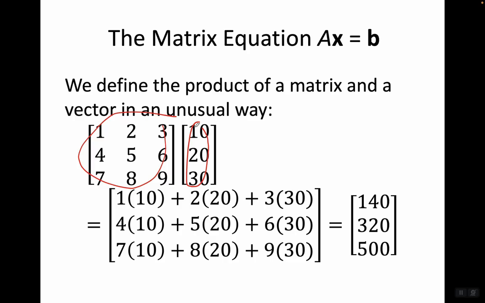It's going to be 1 times 10 plus 2 times 20 plus 3 times 30. That'll give us the first row. The second row of this product is going to be 4 times 10 plus 5 times 20 plus 6 times 30. In other words, 320. And then you can probably guess what the last entry is going to be, that bottom: 7 times 10 plus 8 times 20 plus 9 times 30. In other words, 500. So the product of this matrix and this vector is 140, 320, 500.